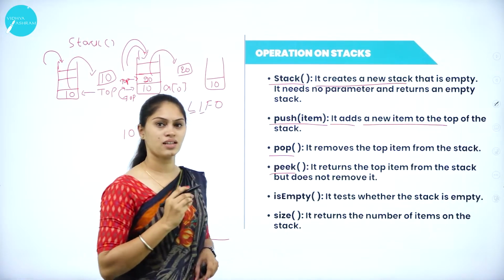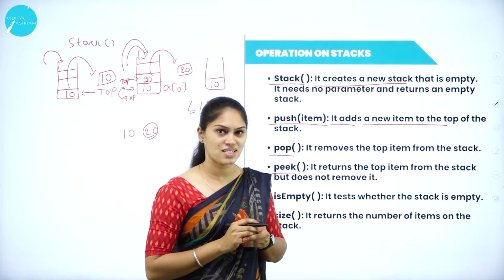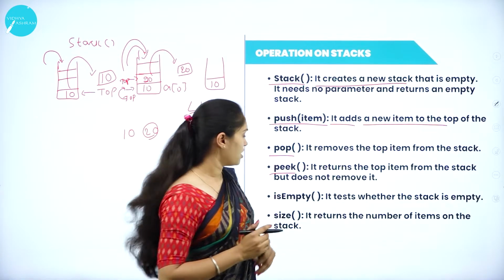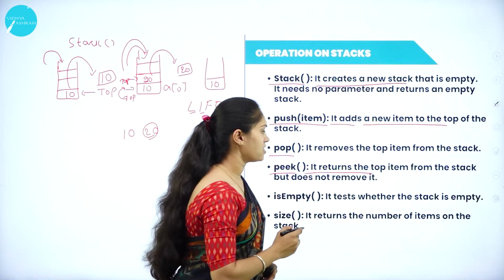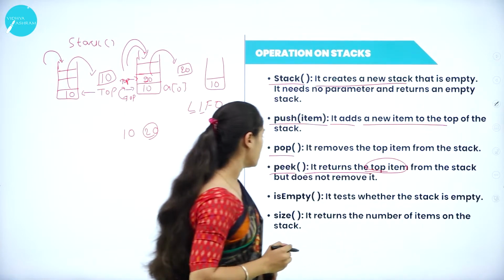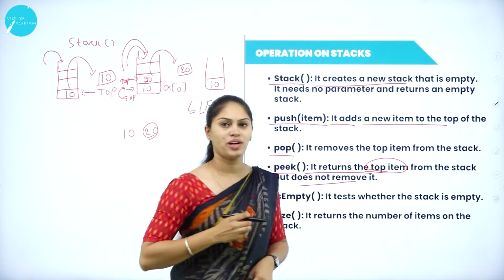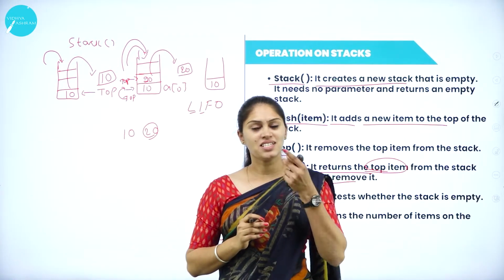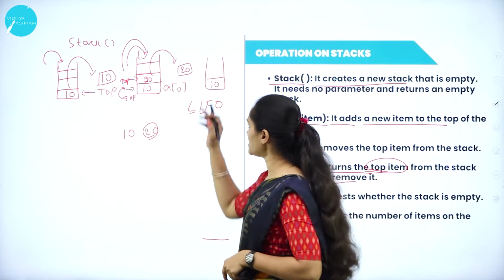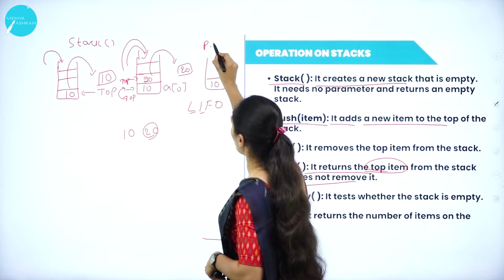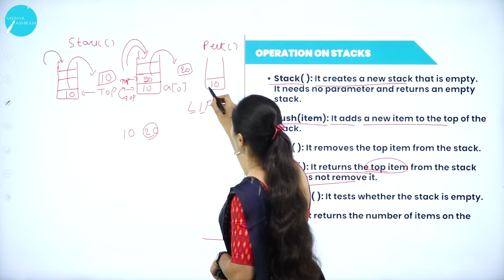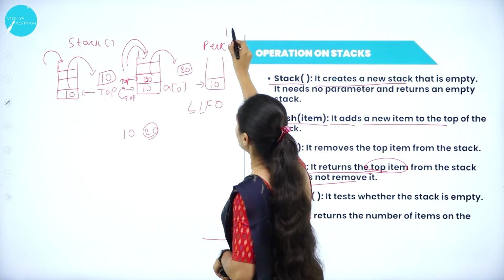Peek. So we know peek. Peek in the sense what? Topmost, right? Peek is going to return the top item from the stack but does not remove it. It just gives us the topmost element. For this, if I apply this peek operation, what will it return? It will return 10.